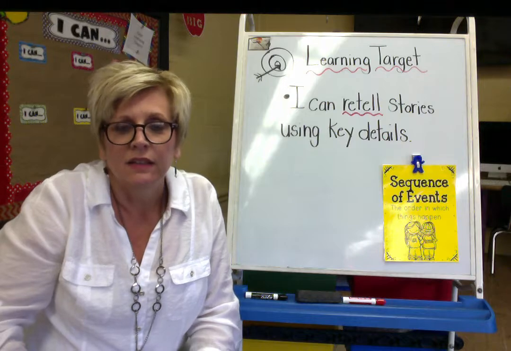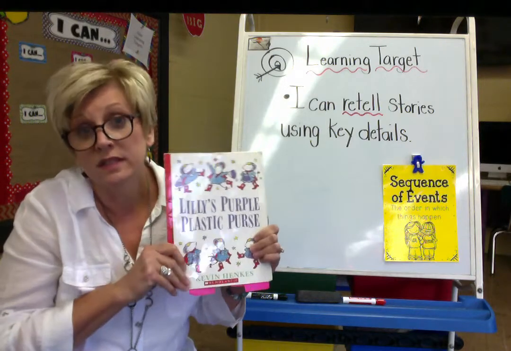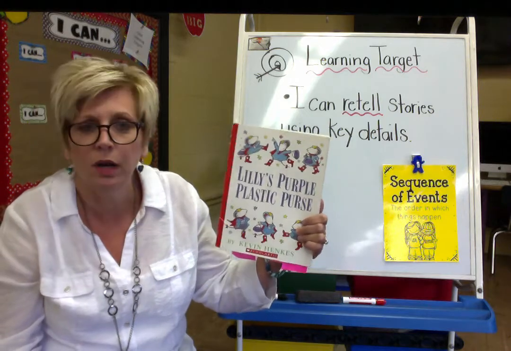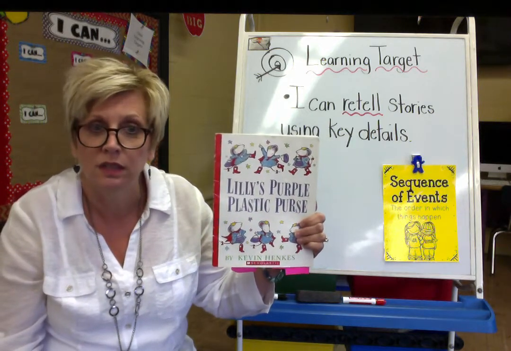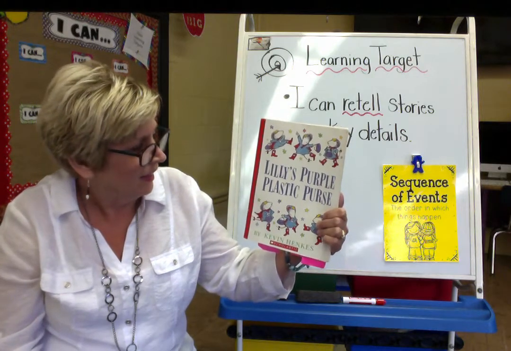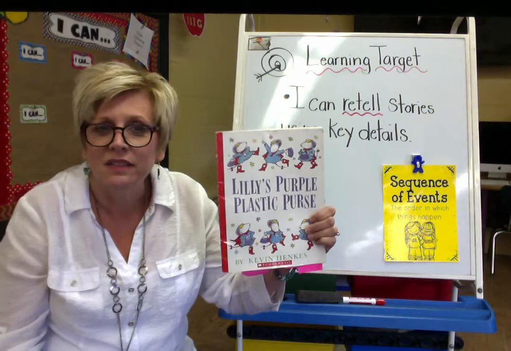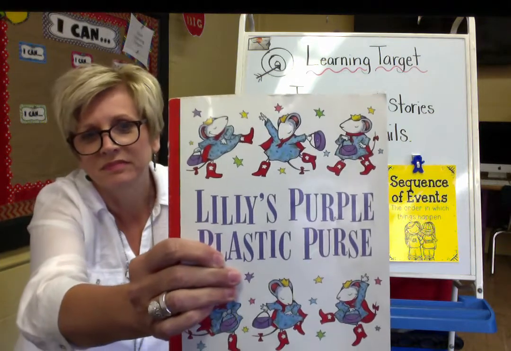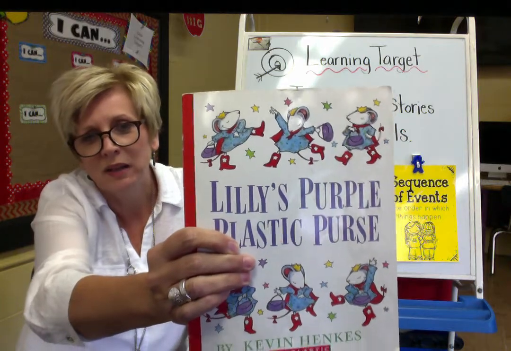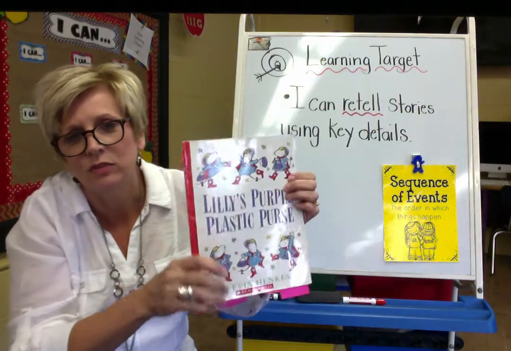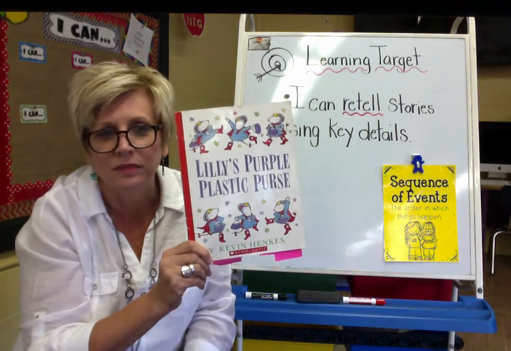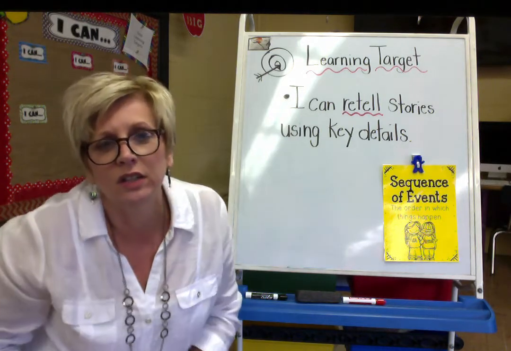Okay? So today I'm going to read one of Miss Hill's favorite books. It's called Lily's Purple Plastic Purse by Kevin Henkes. What kind of an animal do you think Lily is? Yeah, Lily's a little mouse. Kevin Henkes has several stories about some little nice friends of Lily's as well. Okay? So today let's look at our learning target.